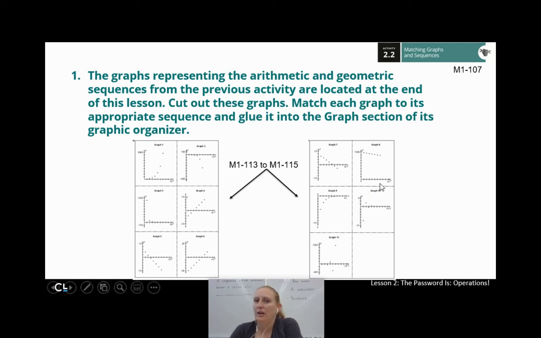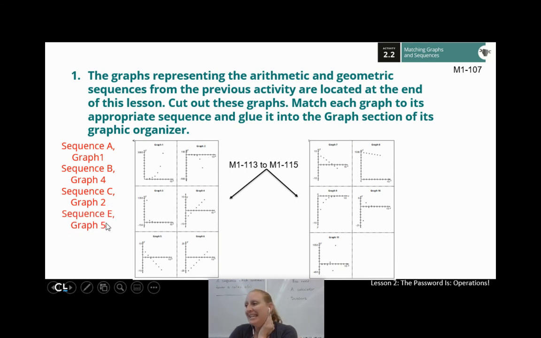All right, now I don't have room here for all of my little guys, so I'm just gonna go through. Are you ready? So graph 1 turned out it did match with sequence A. I don't think they're all gonna line up with that, but graph 1 does match up with sequence A. Sequence B matched up with graph 4. Sequence C matched up with graph 2. Sequence E matched up with graph 5. Sequence F matched up with graph 3.